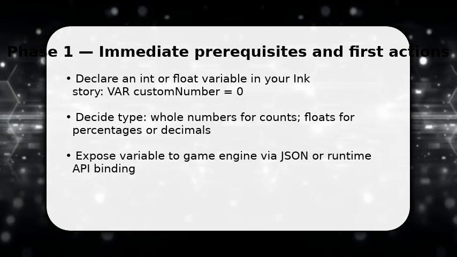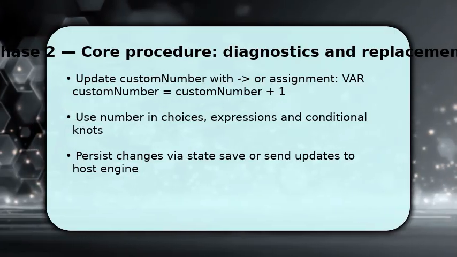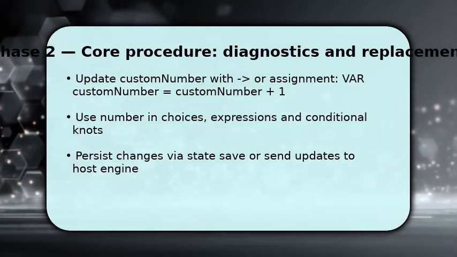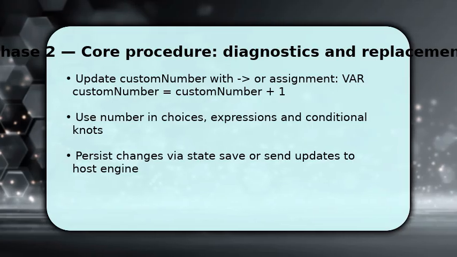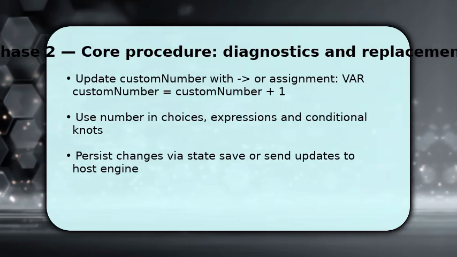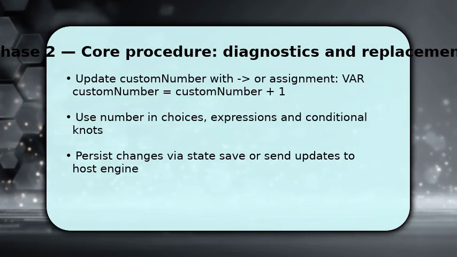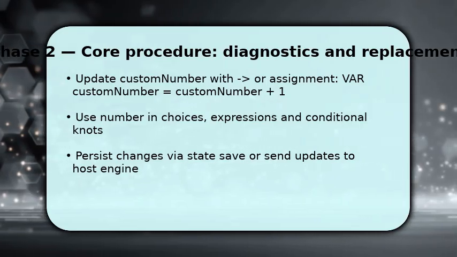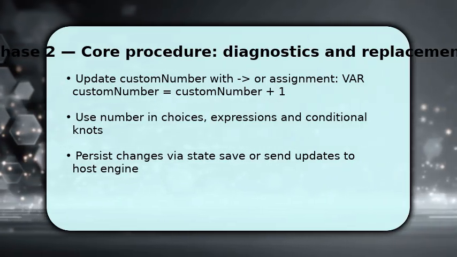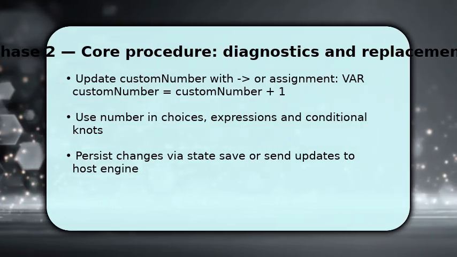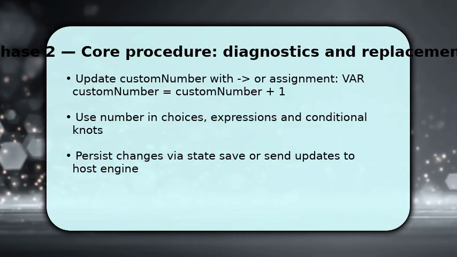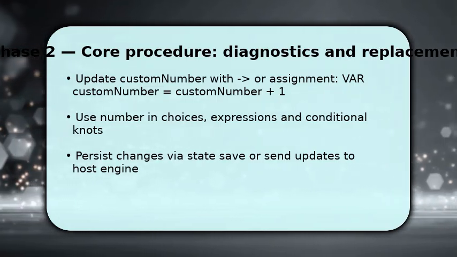Now you integrate the custom number into story flow so it affects gameplay. You can increment with var custom number equals custom number plus 1 or set it from an expression the moment an event fires. Use it in conditionals like custom number 5 to gate choices or display it inline with custom number. Once done, make sure to persist that change.